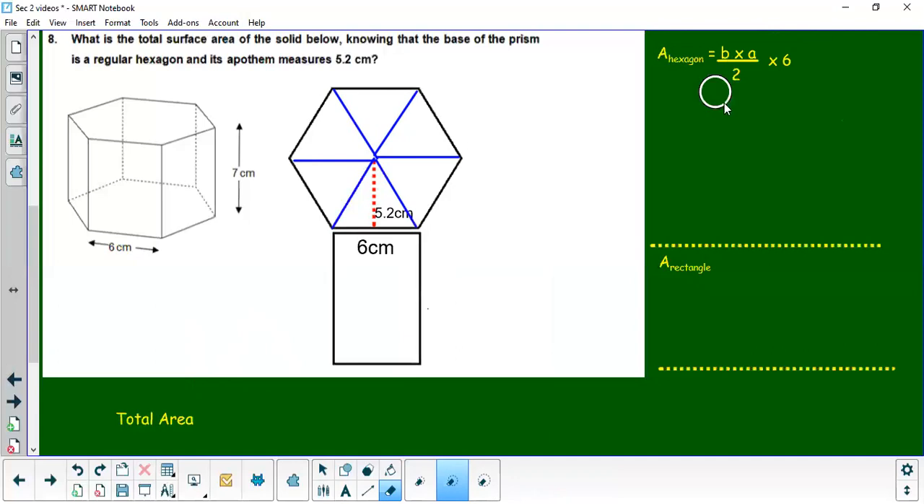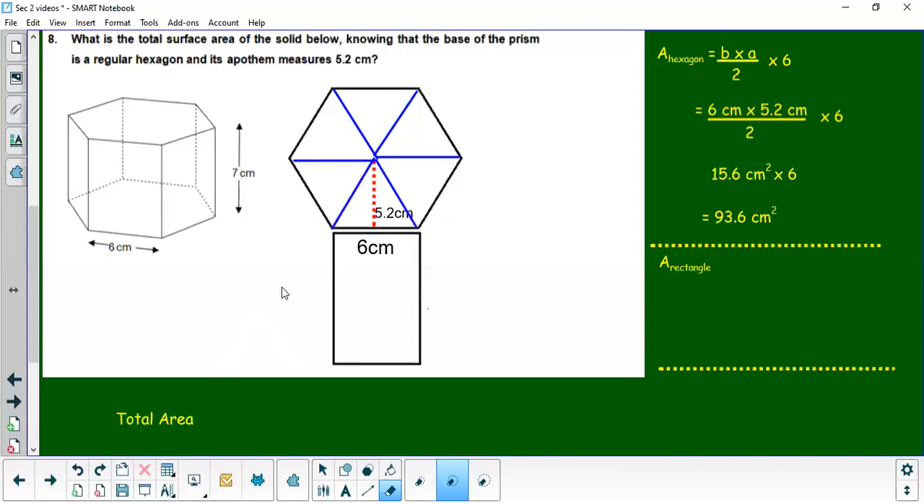So what's the base? Base is 6. The apothem is 5.2, divided by 2, and 6 of them, times 6. Centimeters times centimeters will be centimeters squared. So each triangle is 15.6 centimeters squared, and there are 6 of them. So that's 93.6, the area of one of these hexagons.